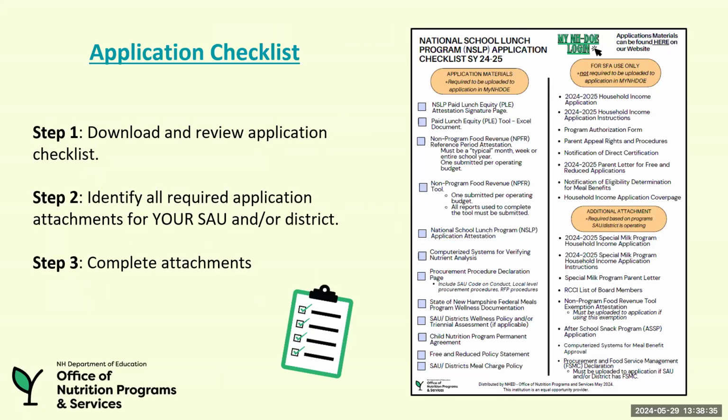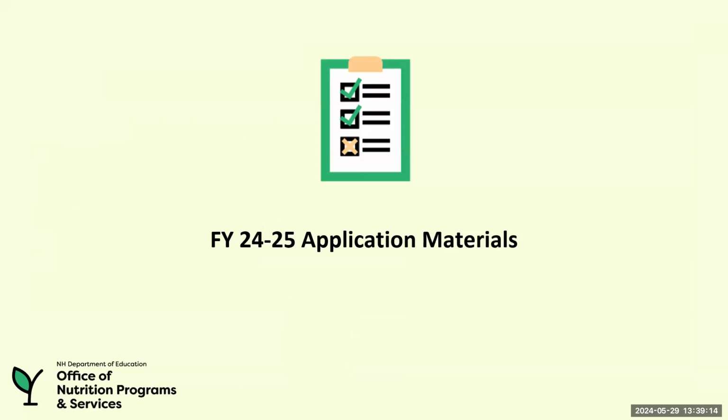Before completing any of the application attachments, the application checklist should be downloaded or printed, whichever you prefer, and gone through thoroughly. The completed checklist must be uploaded as part of the NSLP application. As I mentioned, the checklist breaks down what attachments are required of every SAU and what may not be required to upload into my NHDOE. The checklist is under the school year 24-25 NSLP application materials section. It is also linked at the end of this presentation. And now we can take a closer look at each section of the application materials.